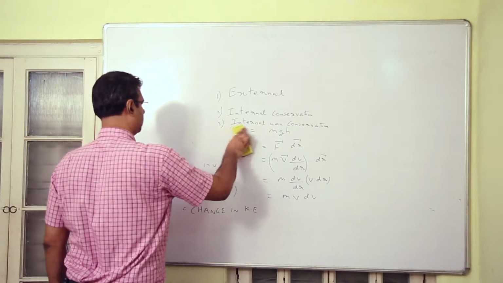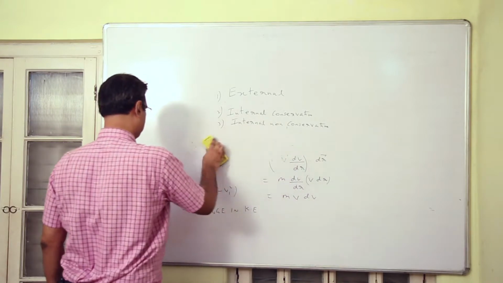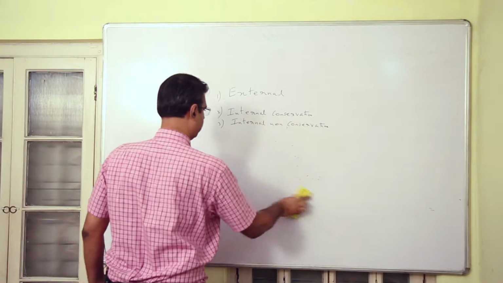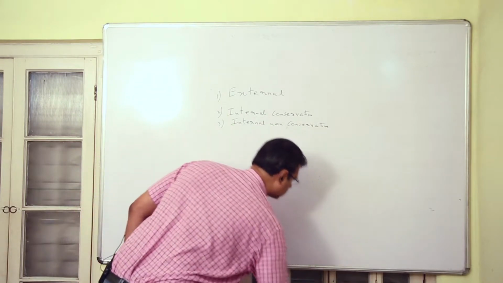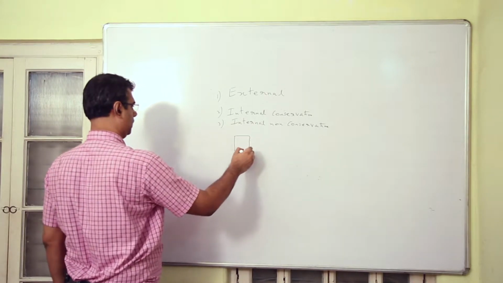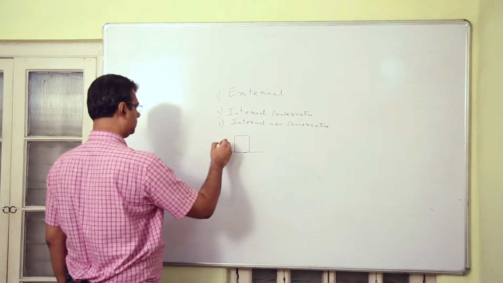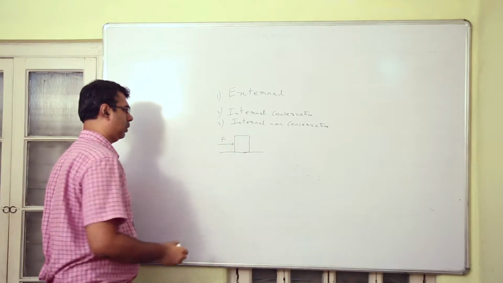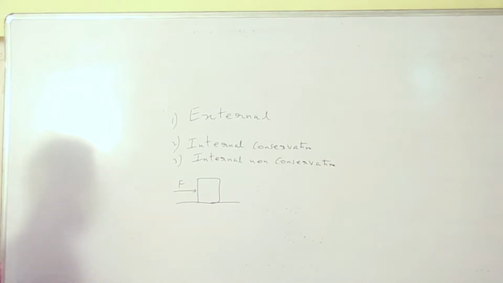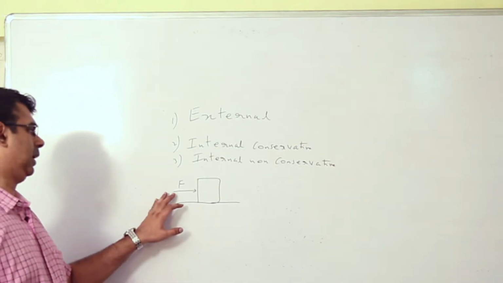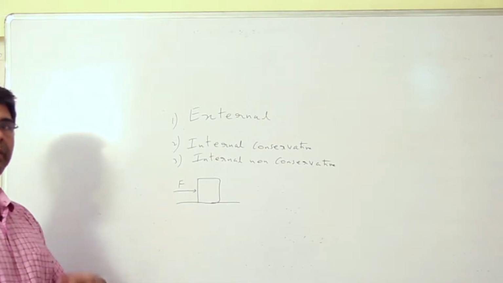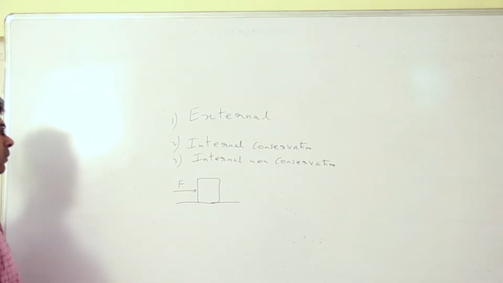What do we mean by external? External, as the name suggests, it is the force which is acting externally on the system. For example, if this is a box and I am trying to make this box move, then I will have to exert a force on the box. So this force will become external force.